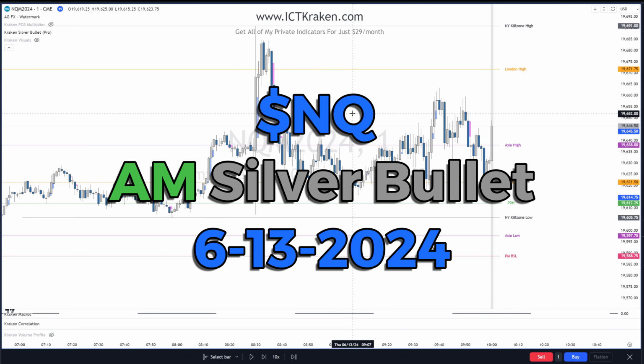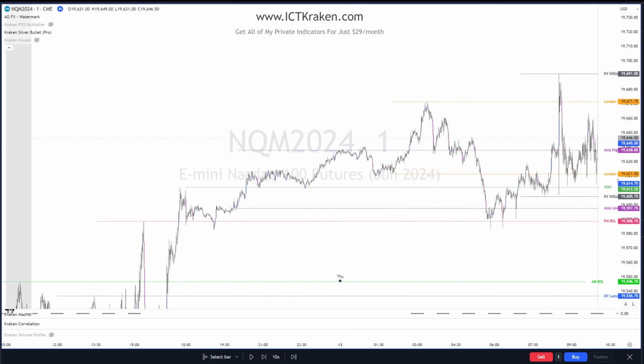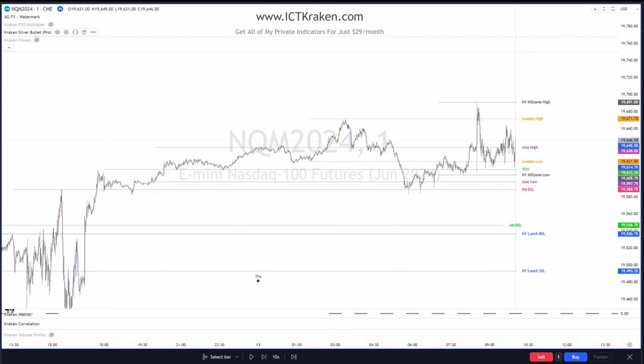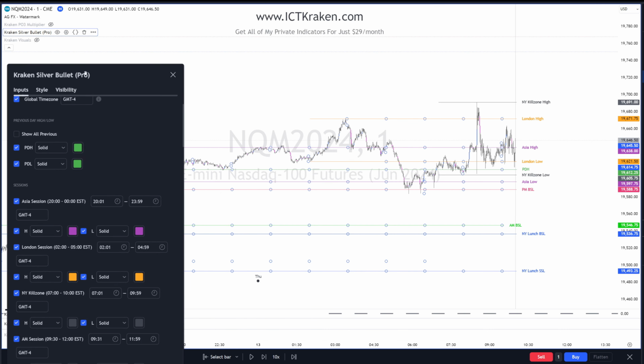Today I want to go over the AM Silver Bullet for Thursday, June 13th. Okay, so the first thing I'm going to do, I'm going to scrunch this all up and shrink it and see where all of our liquidity is sitting. Okay, so let's turn on this and let's make sure everything's on.